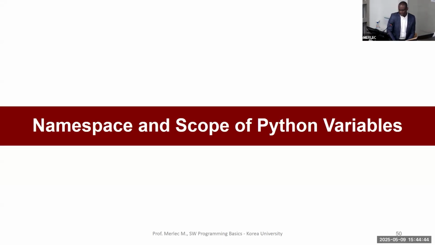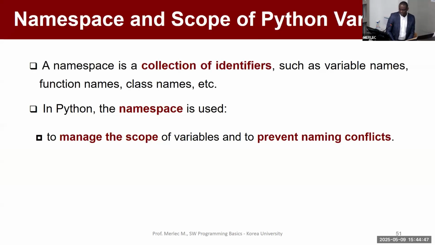the concept of namespace and scope in Python. So the namespace is basically the collection of identifiers which we use for variable names, functions, classes, any object we are creating in our programming environment. They share a namespace. You remember we have seen the rules to follow when we make the name or ID of variables or any objects. So that means they share the same namespace. And then in Python, the namespace is used to manage the scope of variables and prevent naming conflicts.